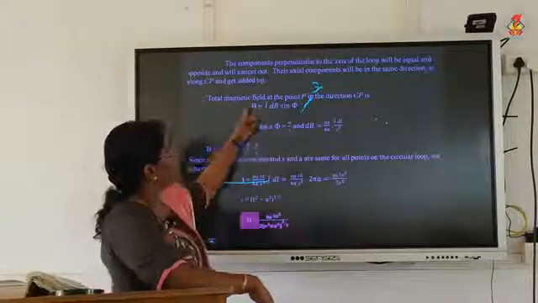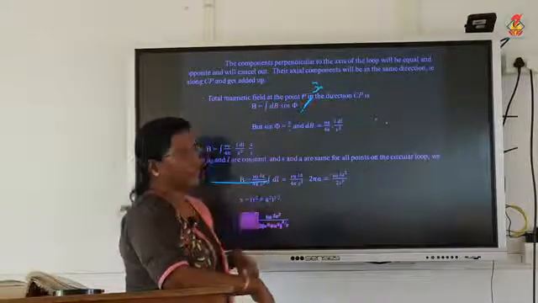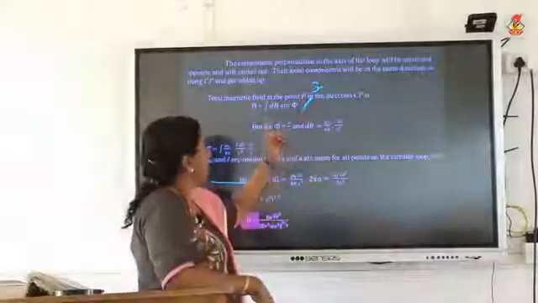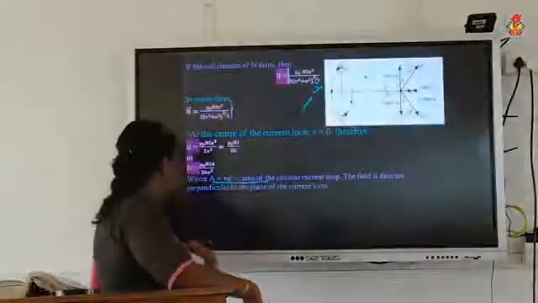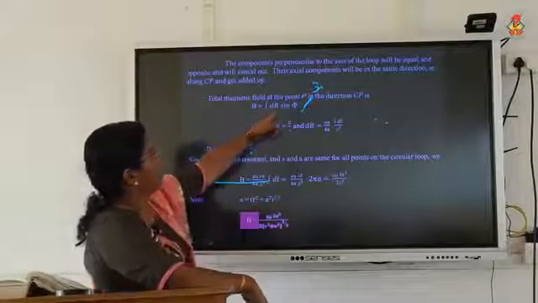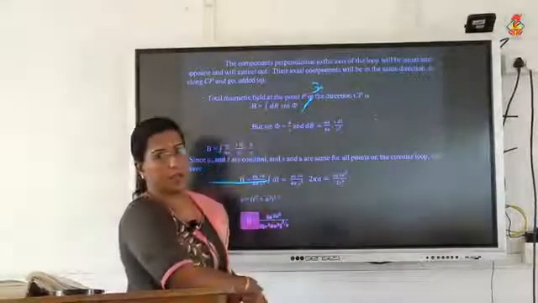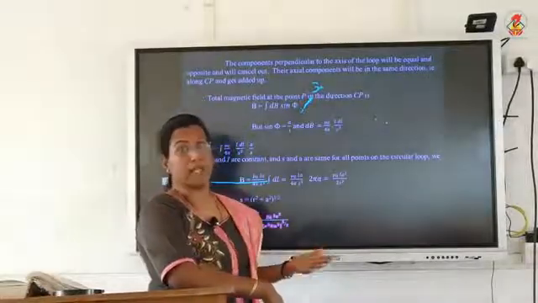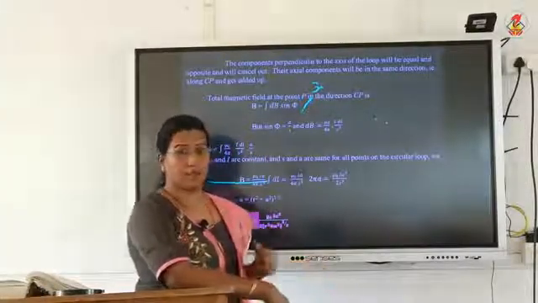So the total magnetic field at point P, direction I will say later, is given by B equals integral dB sin phi. So I know the value of dB. It is mu 0 I dl by 4 pi s square. Now what is sin phi?